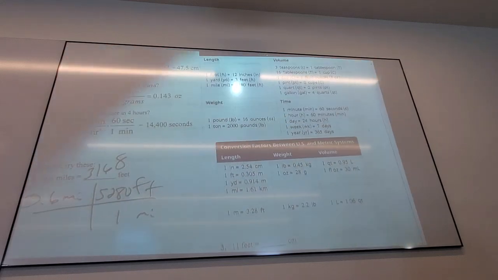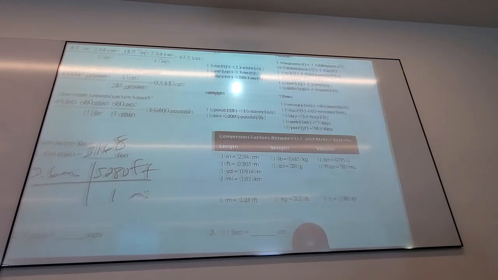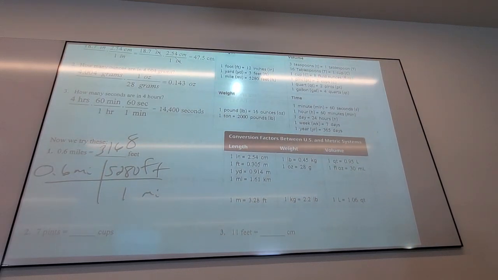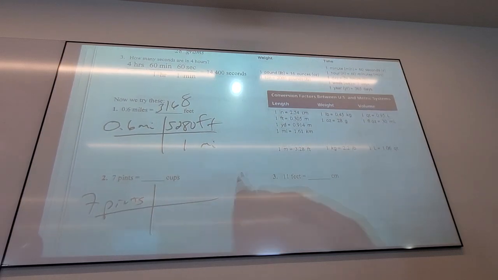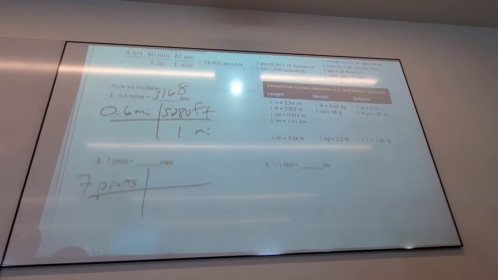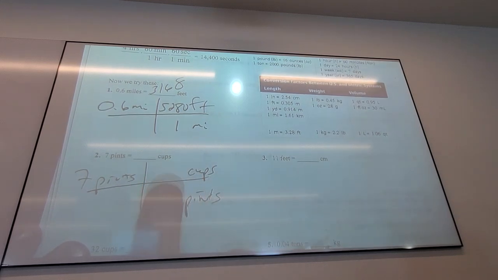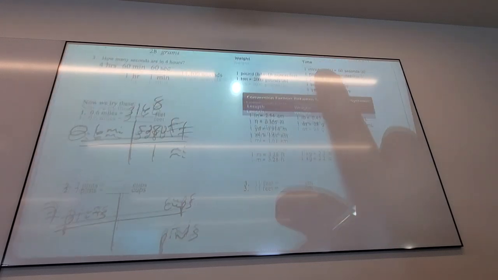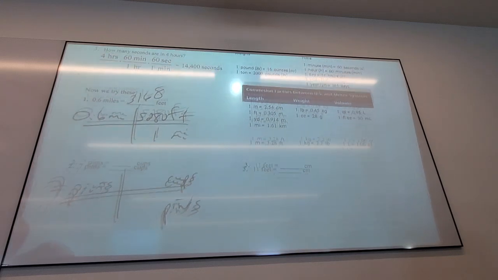Okay, let's see. So this one, again, you got everything you need right here. How do I go from pints to cups? Is there a direct route? Yes. So I've got 7 pints. I want to get rid of pints, so I'm going to put those down here. I'm going to put cups up here, and then what numbers I put is based on the conversion. 1 pint is 2 cups.